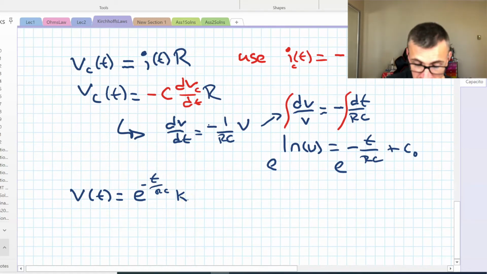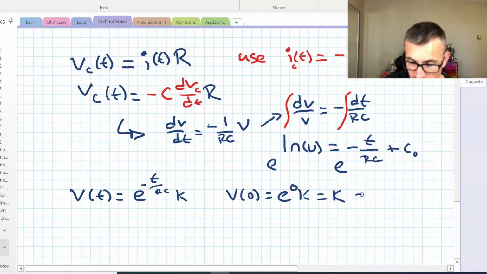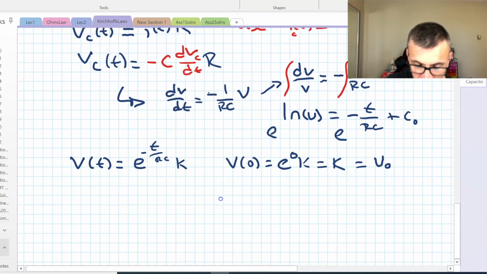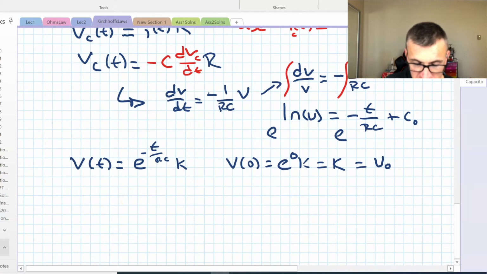But we also know that at t equals 0, this is e to the 0 times K, also known as K. Well, that's a given value. That's V naught, the voltage of the battery, whatever it started out to be. So we have our solution for the capacitor, which is draining itself, or discharging, as follows: V of t is equal to V naught e to the minus t over RC.